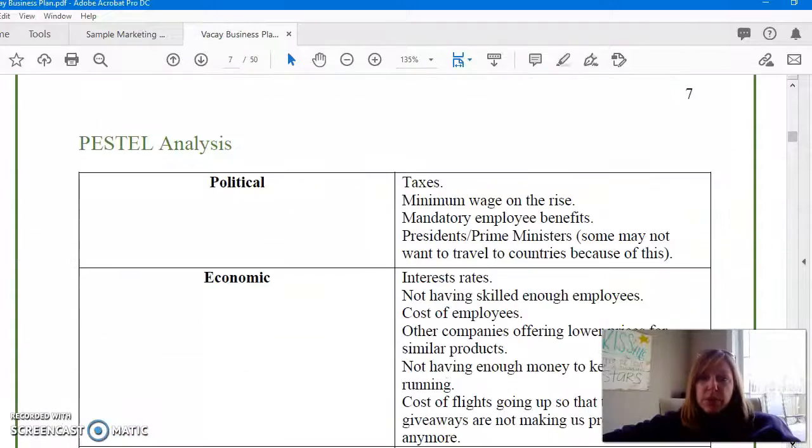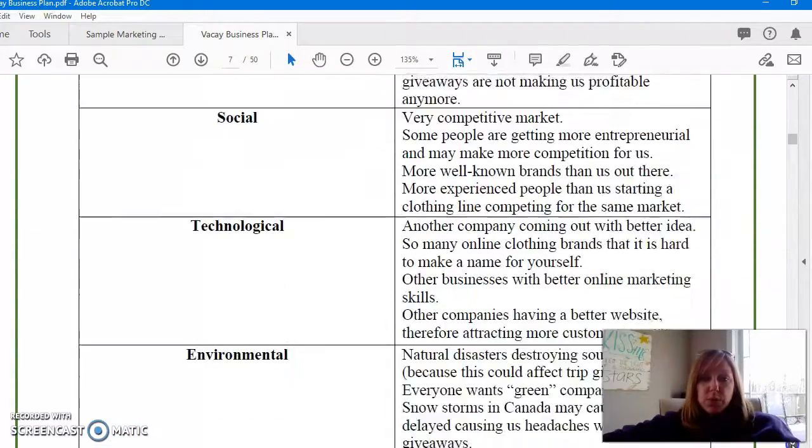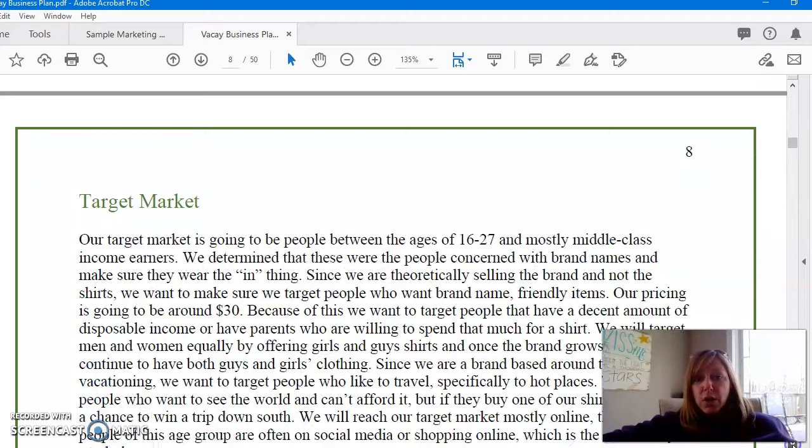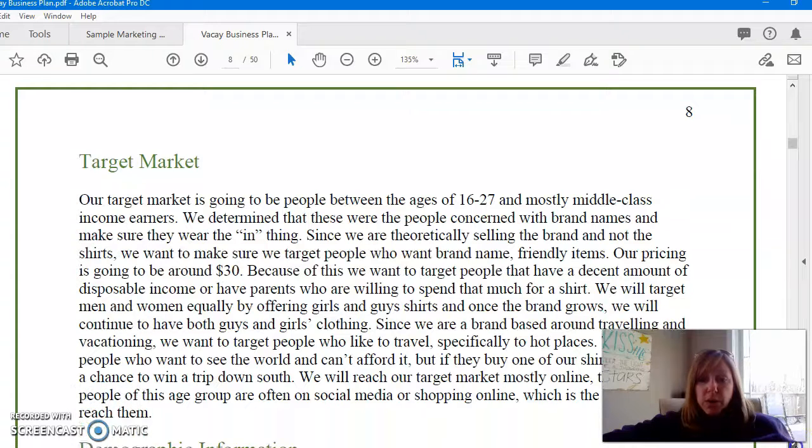More visuals. Pestle is not required, but some students will do it because that helps them understand the competitive environment they're in, the factors economically and socially that they may have to encounter. The target market. So for t-shirts, they were selling to a young demographic. They talked about their price point and that they were looking for people who had disposable income or whose parents might want to buy the product for them. They were looking to sell to young men and women equally, both target markets.